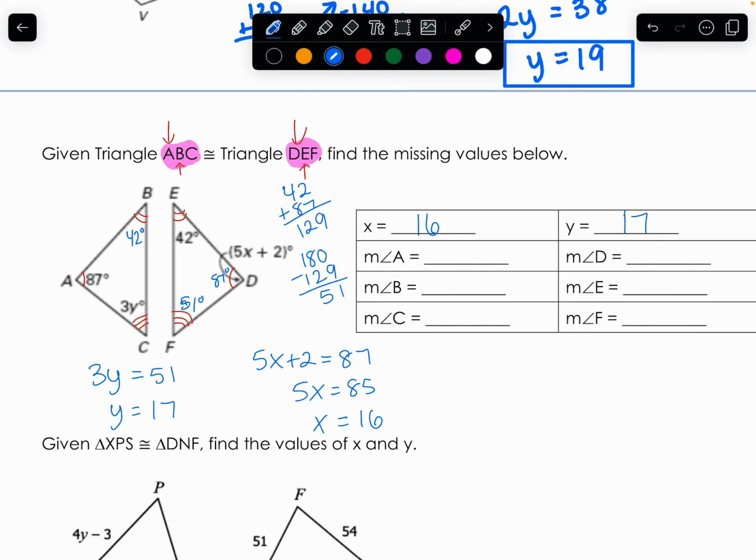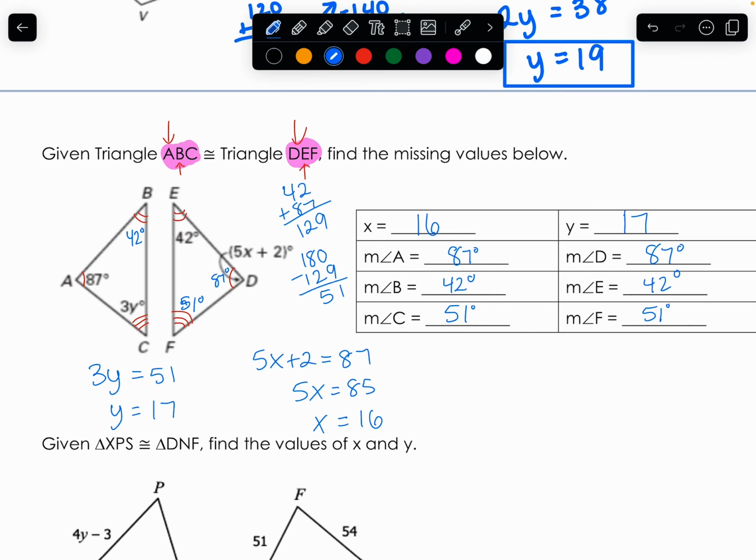Alright, so let's match up all the parts. Angle A is 87. And I know A and D are congruent to each other, so D is also 87. B is 42. E is 42. And then since F is 51, then I know C is 51.